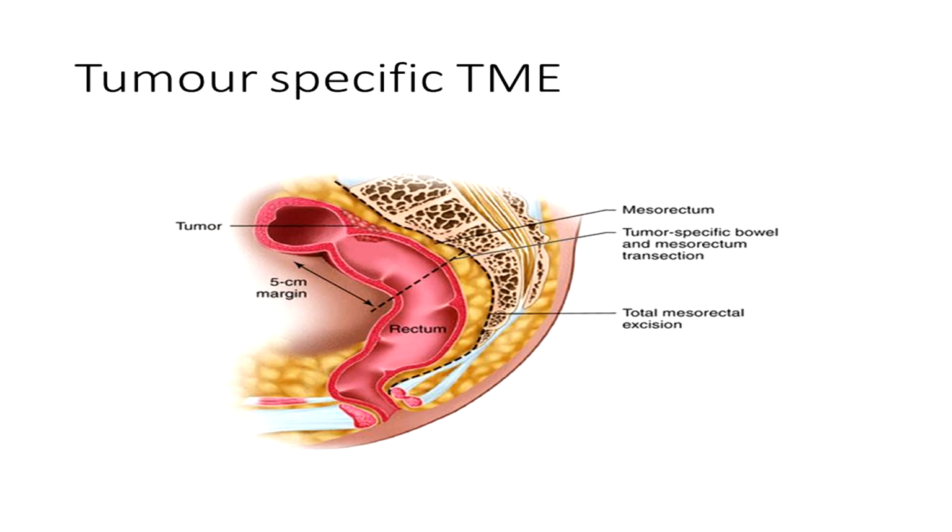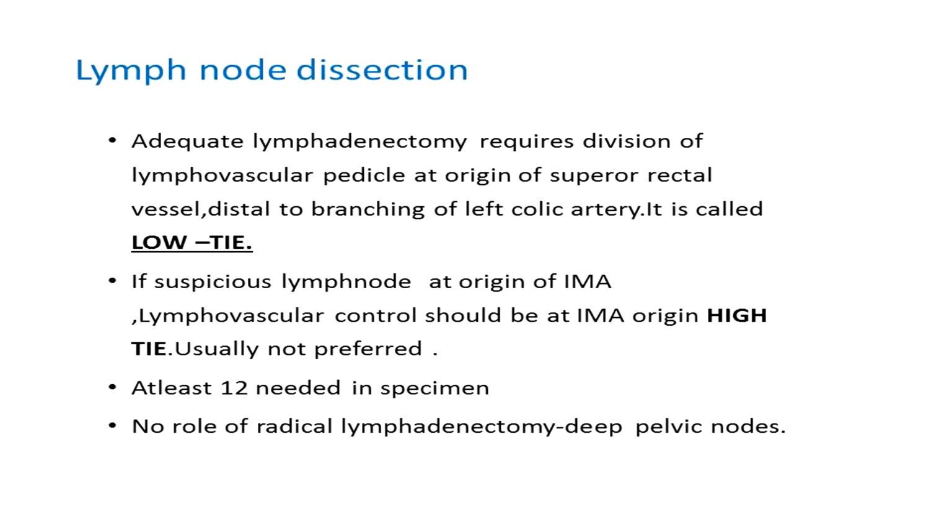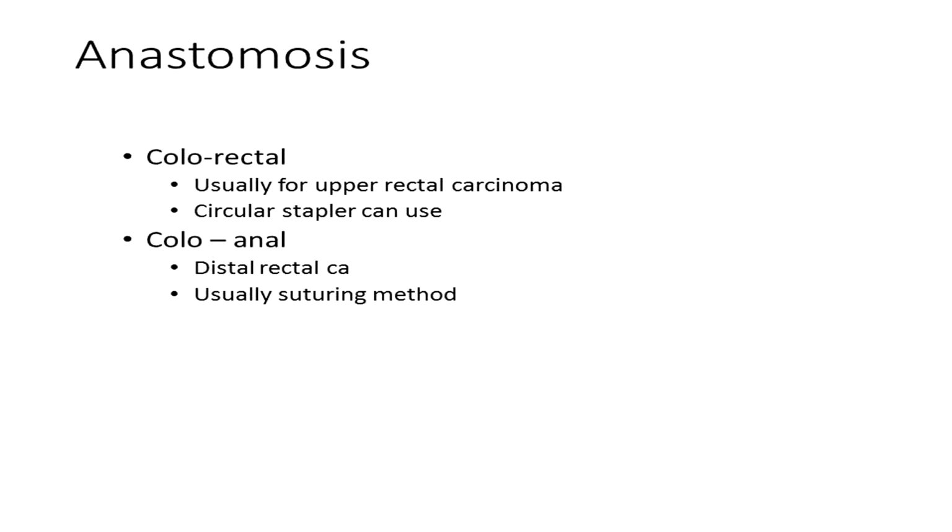Okay, this is standard TME, that's what I said. High tie, low tie is not important for you, that means it's a very standard question. As I said, in case of a colorectal anastomosis, usually the suturing method is hand sewn. Okay, if it is upper, colorectal, the best option is a circular stapler.